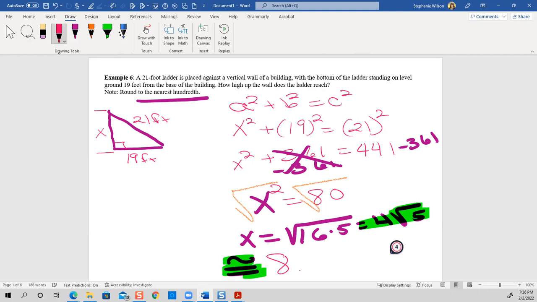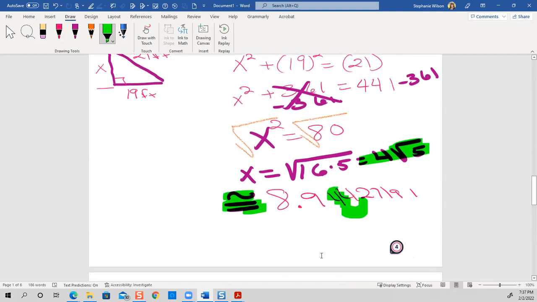We got 8, 9, or 0.9, 4, 4, 2, 7, 1, 9, 1. However, it asks you to round to the nearest hundreds. The hundreds is in the second place, so we need to look behind it to determine if we round up or if we leave it alone, and then just drop the rest off. In this case, this number is not greater than or equal to 5, so we are just going to drop the extra numbers off, and this is my answer.